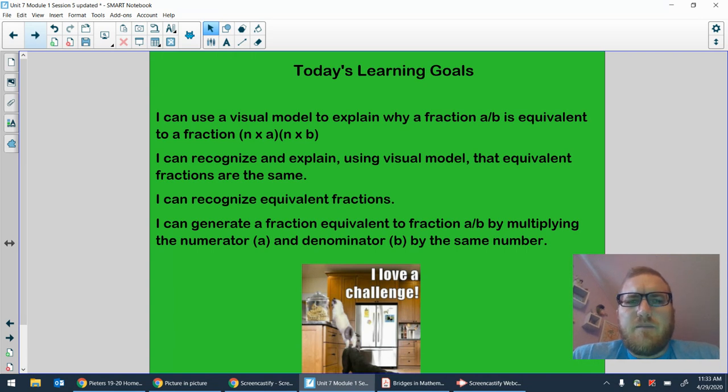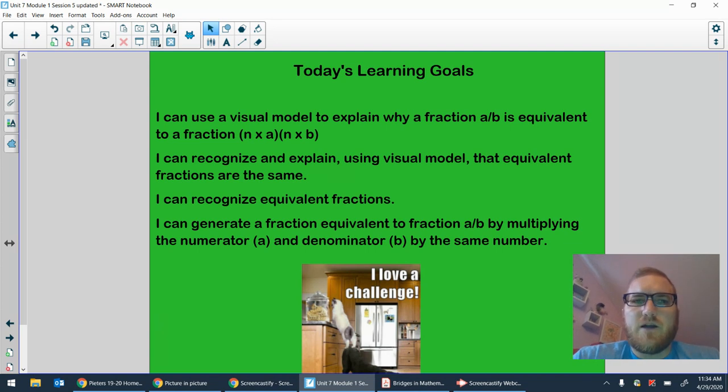Our goals today. Now they might look a little bit confusing at first, but once we break them down and go through them today, it should hopefully be a little bit clearer. So our first one: I can use a visual model to explain why a fraction A/B is equivalent to a fraction n times A over n times B. The idea is that n is just some number we pick, whether it's 3 times bigger, 10 times bigger. If we multiply a fraction by a certain number, it'll get bigger, but it'll be equivalent to the original. And then I can recognize and explain using a visual model that equivalent fractions are the same.